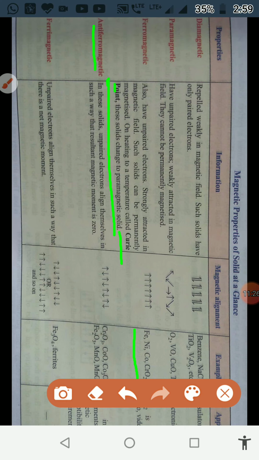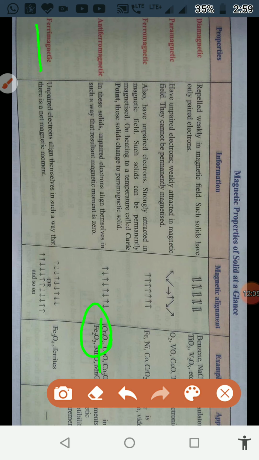Next, antiferromagnetic substances. These are solids expected to show a very high magnetic moment, but they show zero magnetic moment. Here, equal numbers of domains are oriented in opposite directions, therefore the magnetic moment cancels out. Examples for antiferromagnetic substances: Cr2O3, cobalt oxide, Fe2O3, hematite ore. These are all examples for antiferromagnetic substances.